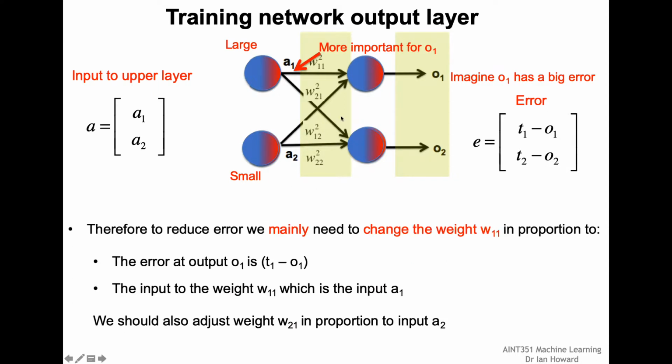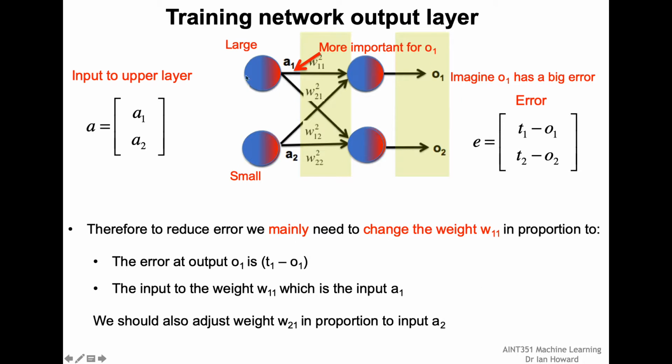So therefore, in order to reduce the error, obviously we've got to change weight W11, and it's more sensitive to what's coming in from A1. The error at the output also affects how we're going to change W11. So the error at the output O1 is going to be an important factor in how we change the weight. If there's a really big error, then we need a big change in W11.